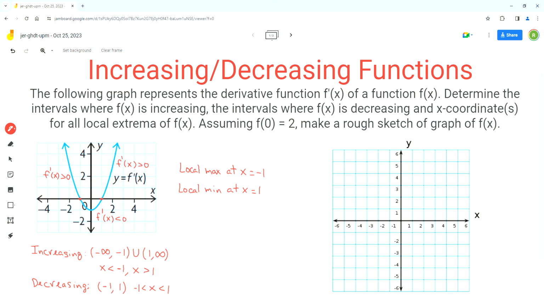Now we can use this information to graph f of x. First we'll identify the given point that lies on f of x, and the given point is (0, 2), which lies on the y-axis. Now we have identified that there is a local maximum at negative 1. At negative 1, the graph changes from increasing on the left side to decreasing on the right side of this local maximum. So at x equals negative 1, we can show the graph like this.